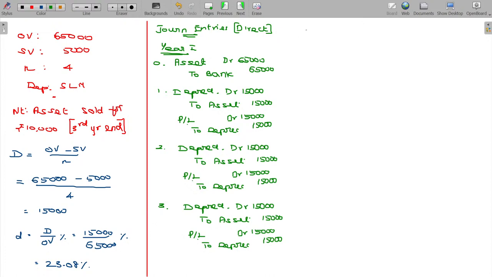In the third year end, while selling the asset, the journal entry being: we get the money, right? So by the time, bank account debit to asset account. How much am I getting? The asset is sold for 10,000. I get 10,000 rupees. What is the value of the asset as per our books? Book value of the asset.